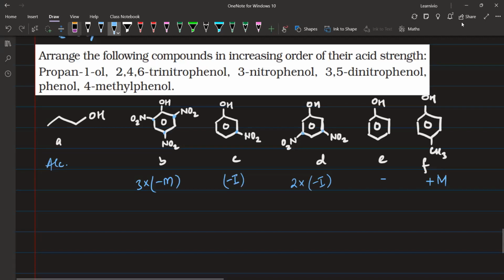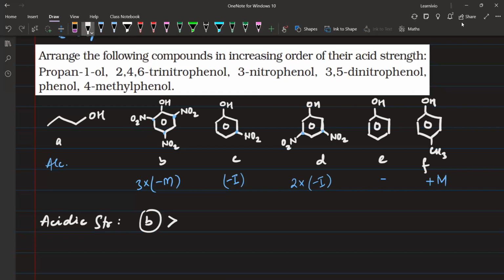Fine. So if I talk about the acidic strength, then first of all, the most acidic will be minus groups. So -M and -I, in this case, we have to consider -M. Okay? Because -M is going to be a stronger effect than -I. It is always stronger than -I. So the largest -M we are having in the B structure. So B will be the most acidic. Now we have to look at -I. So we have C and D. In the D, we have 2 -I. So it will be D. And then we will have C.